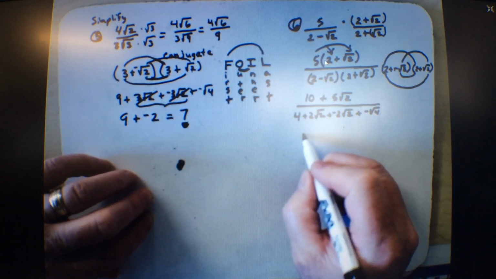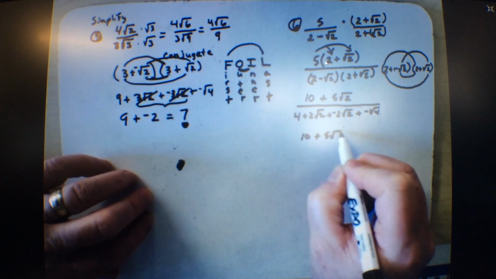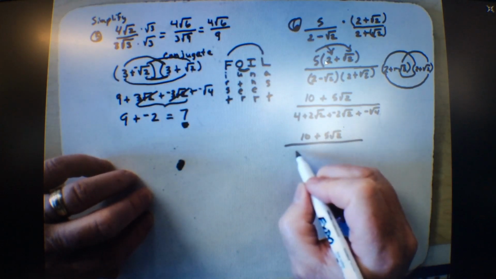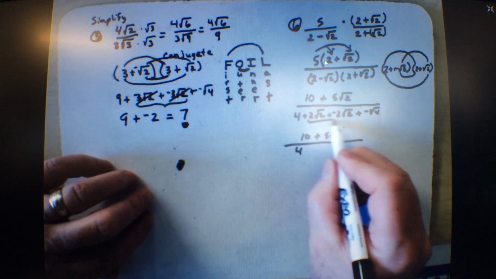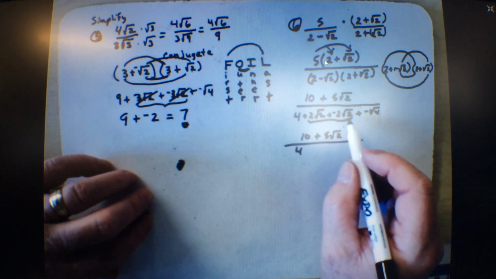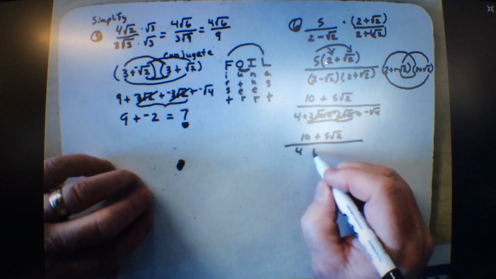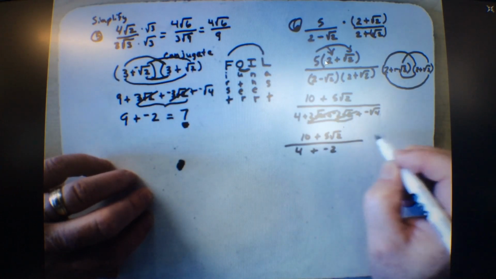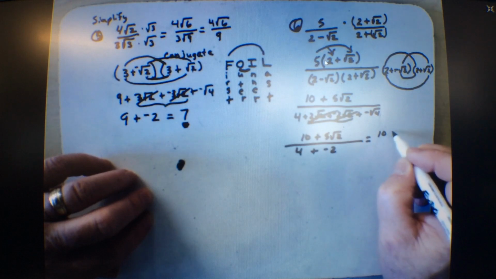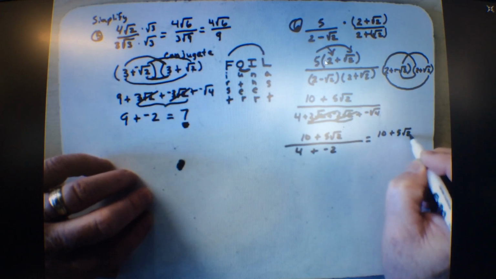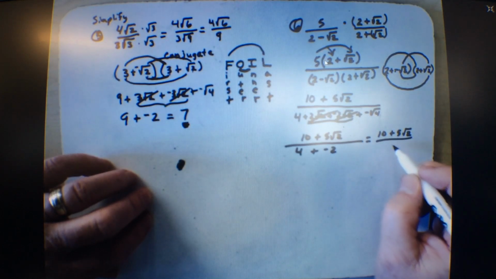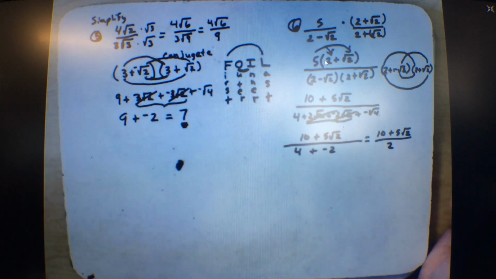Okay, let's do the top. It is 10 plus 5 square root of 2. And the bottom is 4. What happens to the middle terms? They cancel out. And so I have 4 plus a negative 2. What is 4 plus a negative 2? 2.